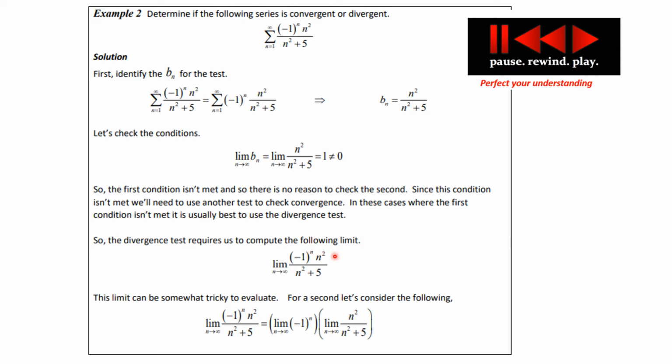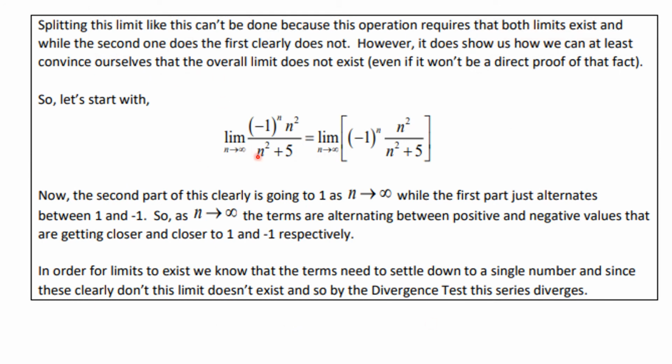So the divergence test requires us to compute the limit as n goes to infinity of minus 1 to the n all over this stuff. Now, this could be tricky, but if we write it this way, it's pretty clear to us that this is going to converge to 1, and this is not going to exist. It's going to bounce back and forth between minus 1 and 1. So it's pretty easy to conclude that when we split it up this way, this limit doesn't exist, and if the limit doesn't exist, then by the divergence test, this series diverges.